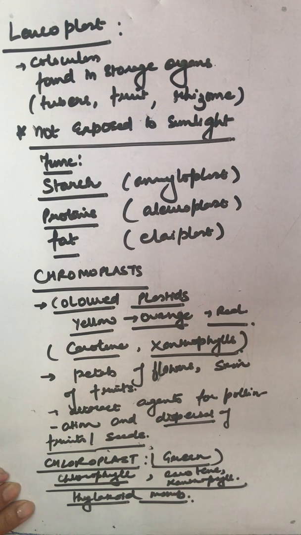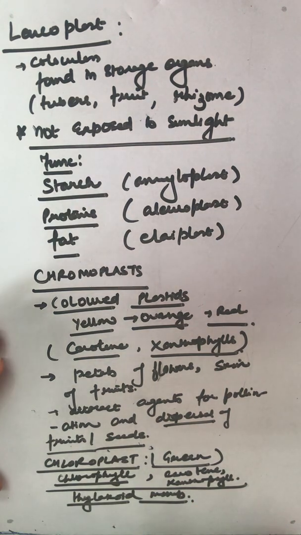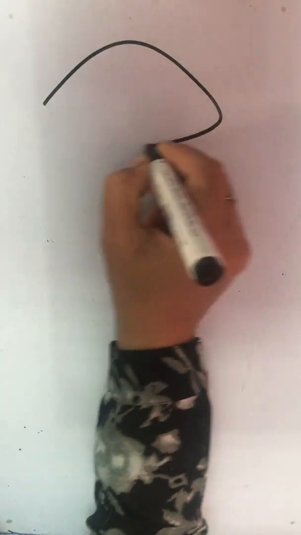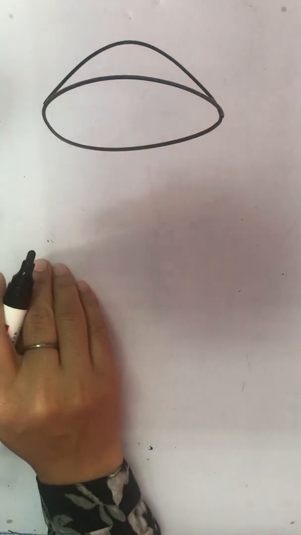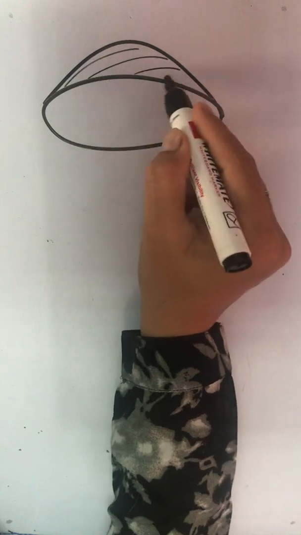And what does the matrix do? Enzymes for the biosynthetic phases of photosynthesis. This chloroplast has its own DNA, circular DNA, 70S ribosomes. These are also semi-autonomous. We are going to draw the picture of chloroplast. This is a double membrane layered organelle. See, if I open up the outer envelope, this is how it will look like.